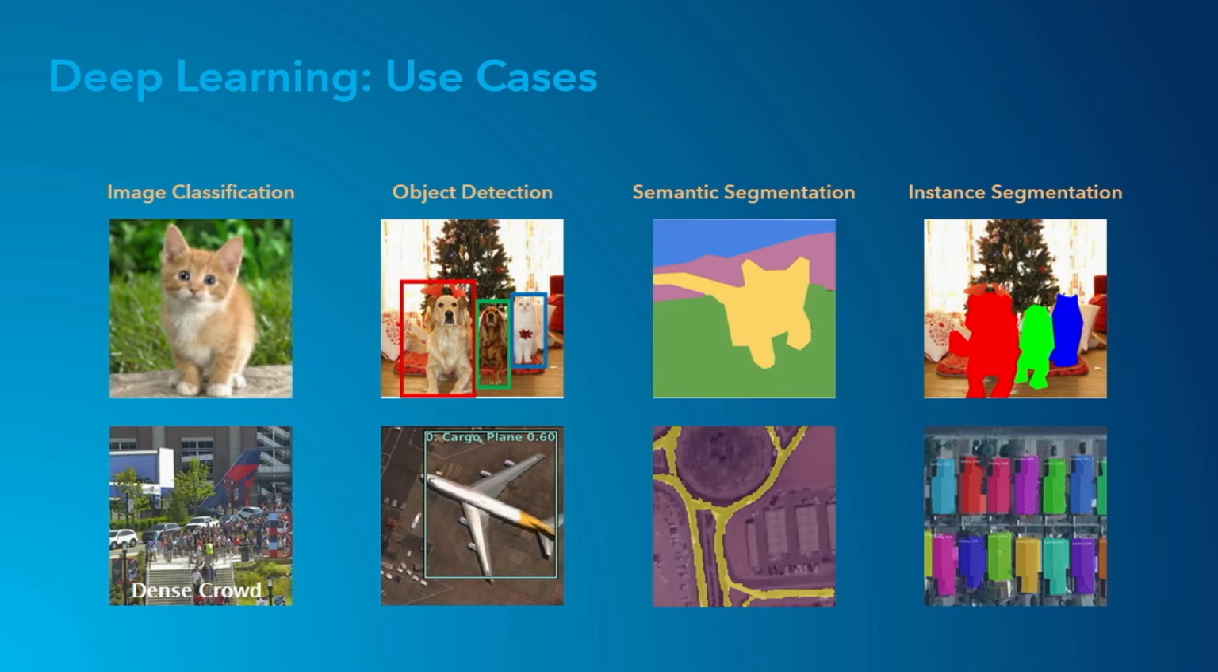We can use image classification to classify geotagged photos. For example, here we have these geotagged photos to be classified as dense crowd. And we can use object detection to find objects in our satellite images or drone images and map them. We can use semantic segmentation in land cover classification. And we can use instance segmentation to detect more precise boundaries for building footprints.